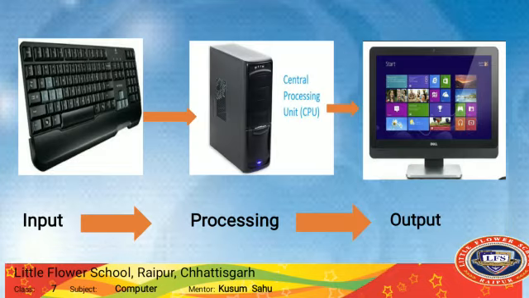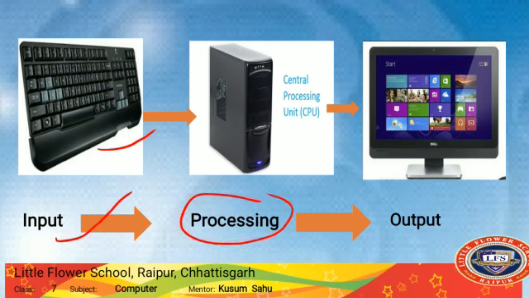Now let us learn through this. The user has to input to the computer with the help of input devices. Here you can see keyboard. If we type something from keyboard, then it is processed in processing unit, that is CPU, then shows us the output on output device, that is monitor. So computer works on this principle only.